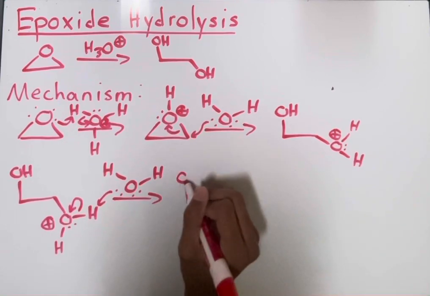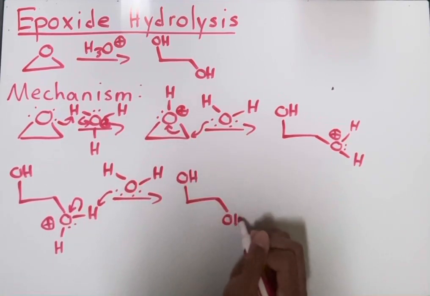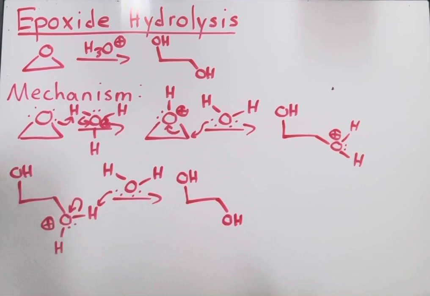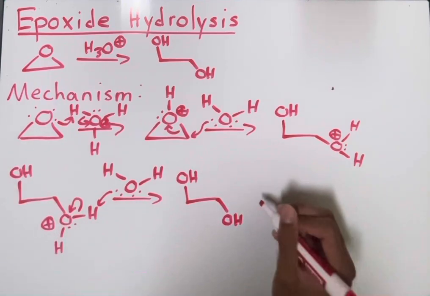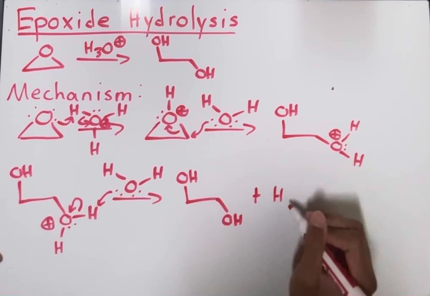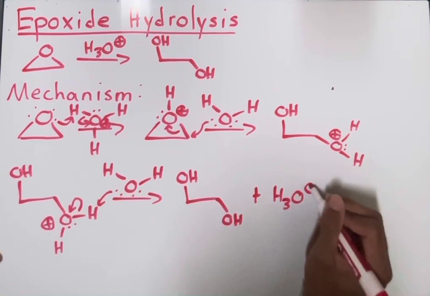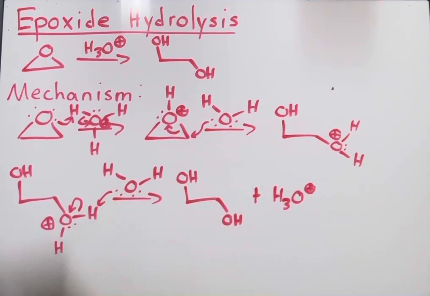And what we get is our two alcohols that are anti to each other, which is the correct stereochemistry for the end product. In addition, we reform our hydronium ions, so in a scenario where we have more epoxides to hydrolyze, we can do that with the same reagent that we already did it with. So this is the complete reaction and mechanism for epoxide hydrolysis.